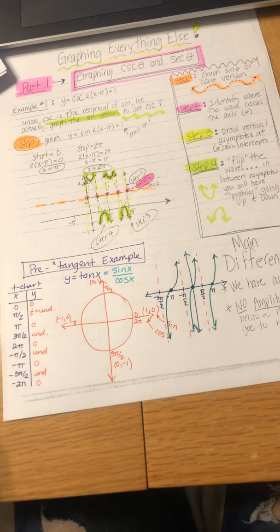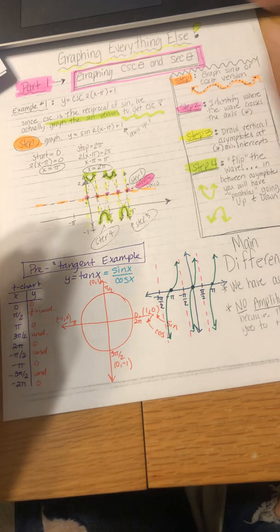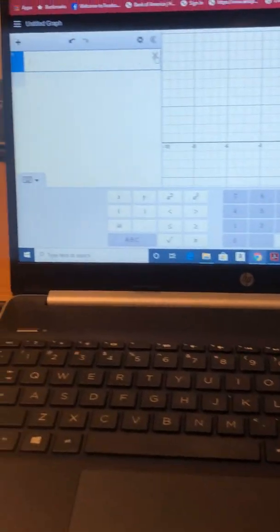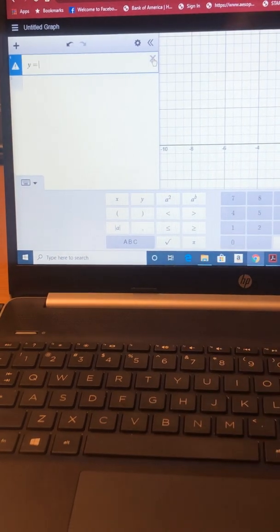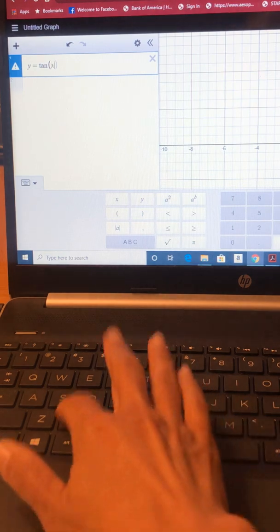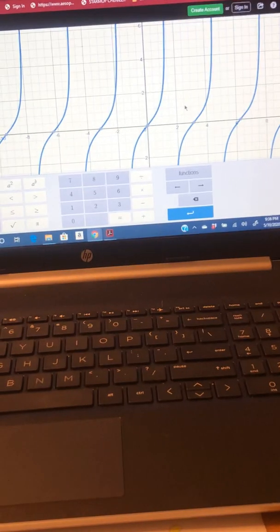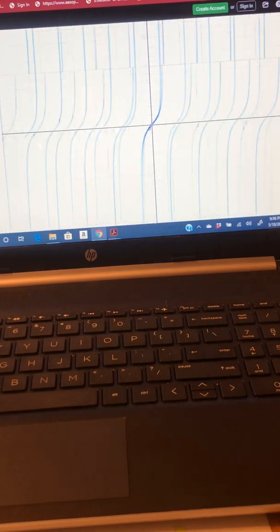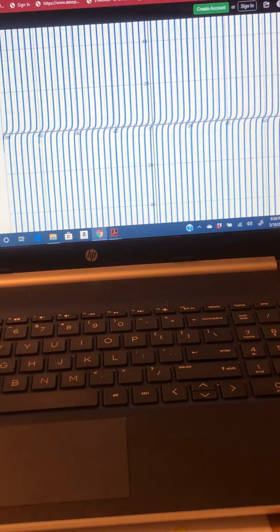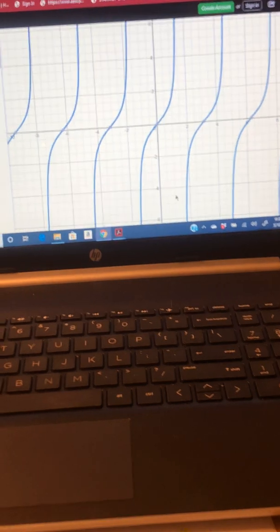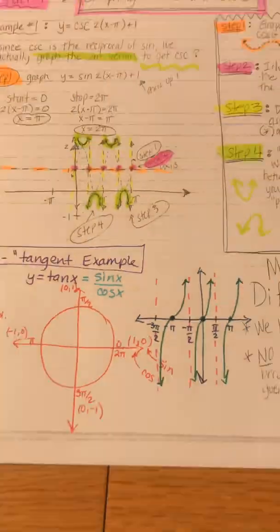If you don't believe me, we could take it to Desmos. So put you back up here. Zoom in a tad. Y equals, I need tangent of x, and look at that. There is my tangent graph. Can you see me? I'm zooming out. Ooh, that could make you dizzy. Okay, back to the notes.